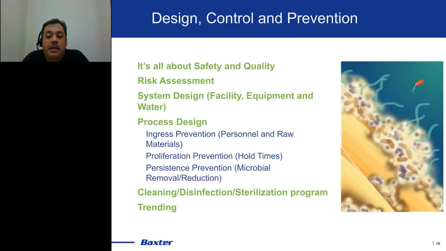All right, getting a little bit more into design, control, and prevention. So when you're designing systems, really it is about safety and quality, which to me the best way to do that is starting with a risk assessment. Basically looking at your system, going through it in detail and understanding the microbial risks that are involved. Those risks can be used in your designing, and that should include facility design, equipment design, water systems, as well as your process design. So looking at the potential for ingress due to those sources we mentioned, personnel, raw materials, etc. Also your proliferation times.